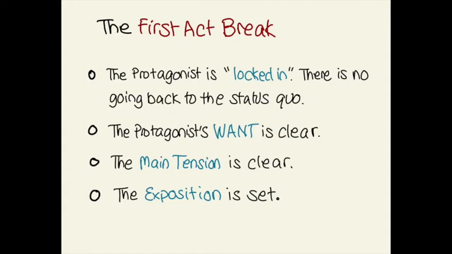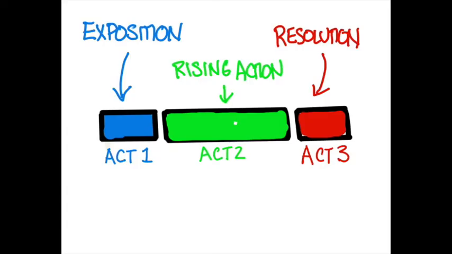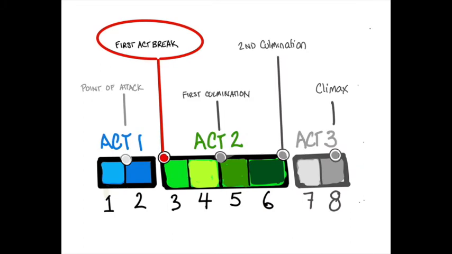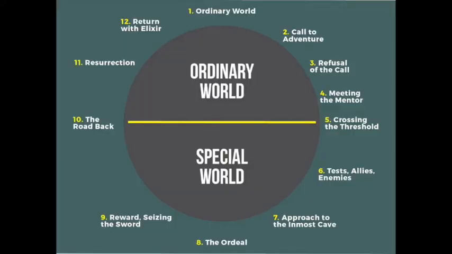And then lastly, the exposition of the setup is mostly in place. In other words, there's no more information that we need to know in order for the story to launch. Now, this usually happens at the end of the second sequence, but not always. But by definition, it is the boundary between the first and second act. In the hero's journey, the first act break is the point in the metaphorical quest where the protagonist leaves the comfort and familiarity of the ordinary world in order to pursue some want, and so crosses over a metaphorical threshold to a new and unfamiliar world.